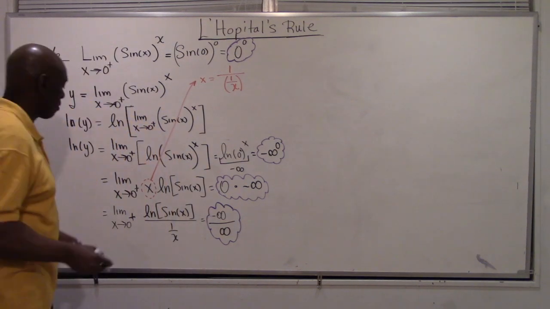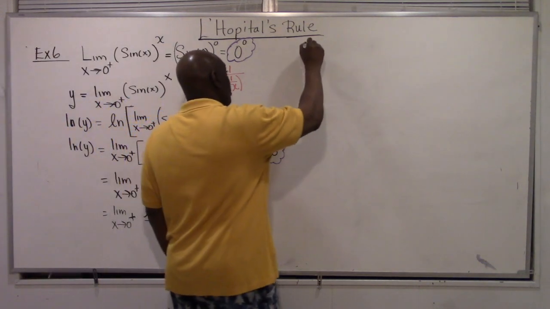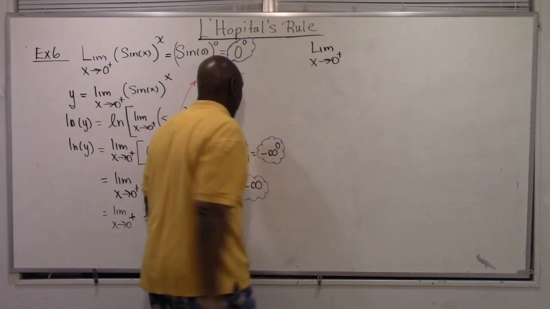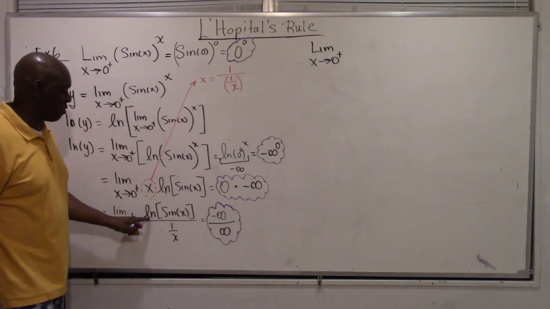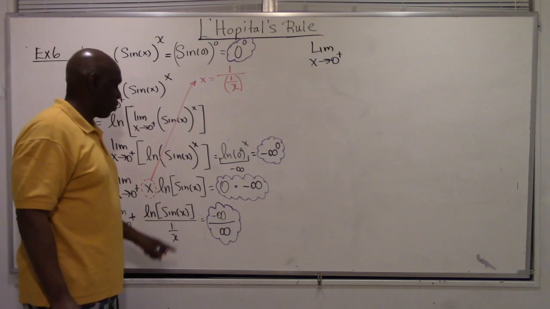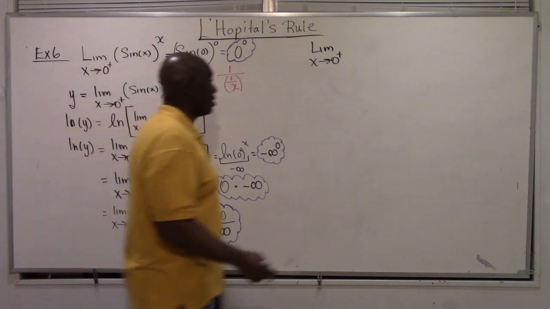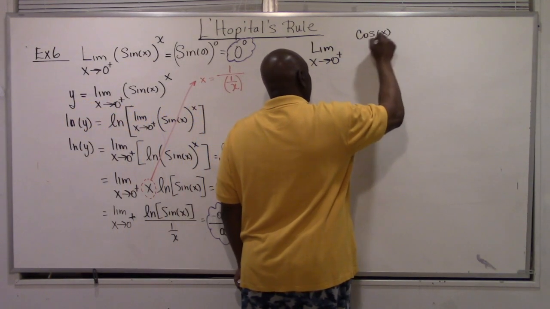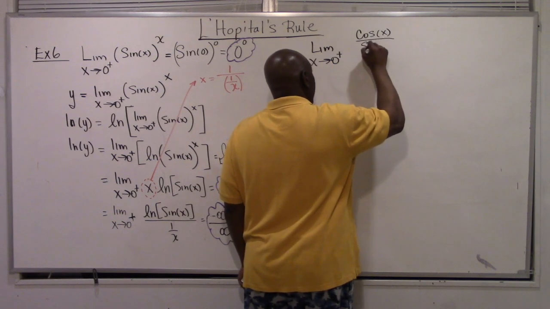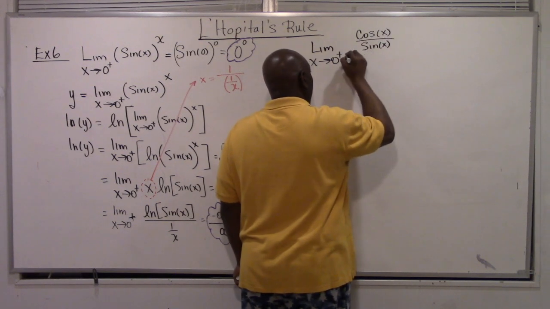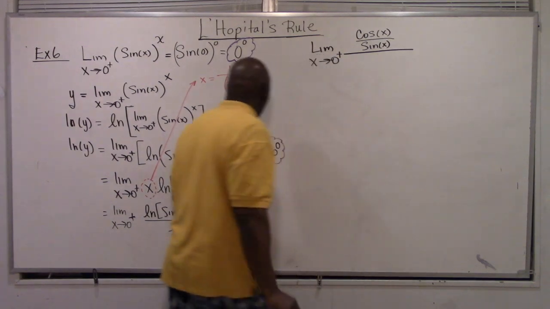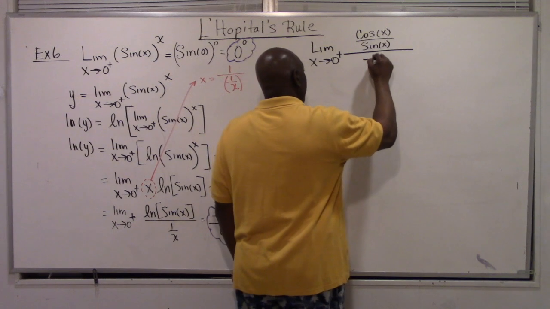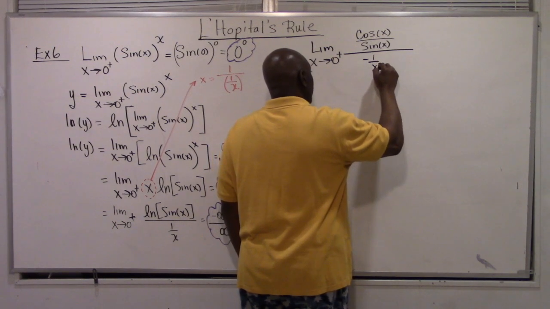Okay, so here we go. So we have the limit as x approaches 0 from the right, take the derivative. What's the derivative of natural log of sine x? Well, it's u prime over u. The derivative of sine x is cosine x. So it's going to be cosine x divided by the sine of x, all over the derivative of 1 over x, which is negative 1 over x squared.